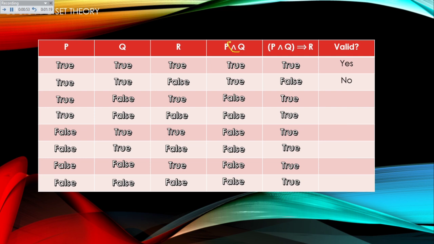Is it a tautology? The final implication column, P and Q then R, is not always true. It is false in the second row. Therefore the argument structure is not a tautology. A tautology would have all true values in its final truth table column. So this is not a tautology.